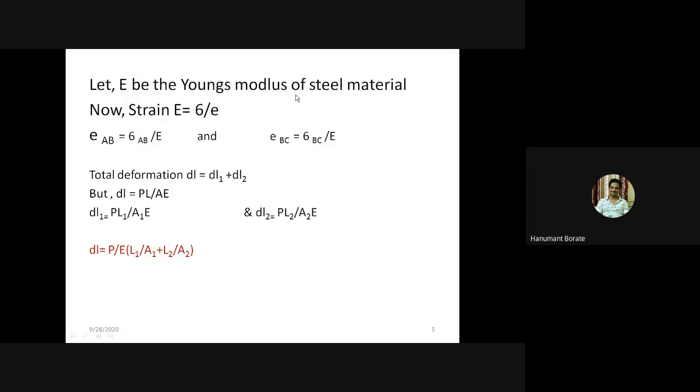Now the material is the same, so we can take E as the Young's modulus for the steel material, and strain. To find the strain, we know the formula for Young's modulus according to Hooke's law, E equal to sigma by epsilon. So we can write the strain in member AB equal to the stress in member AB divided by Young's modulus, just interchanging the terms of this formula. So epsilon BC equal to sigma BC divided by E. Now total deformation.